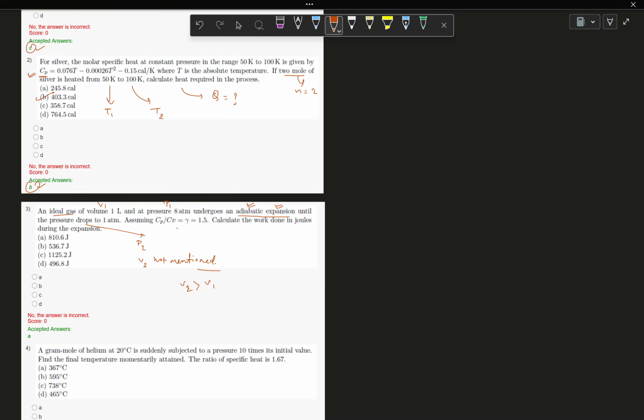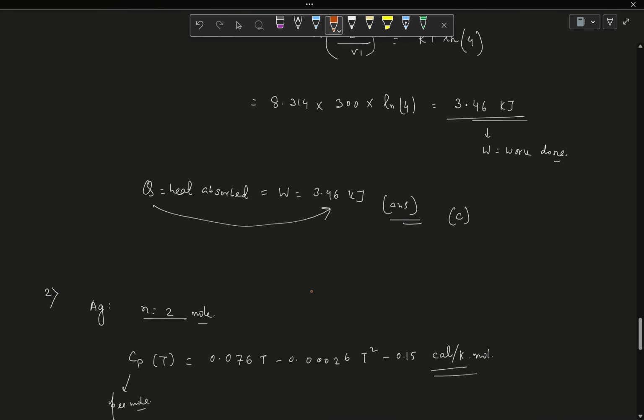But they have not directly mentioned the value to us. There is other information, like the Cp by Cv specific heat ratio gamma, which is mentioned as 1.5, and you have to calculate the work done. So W equal to what? This is what you have to calculate, and it should be in joules. So let us start solving this problem then.